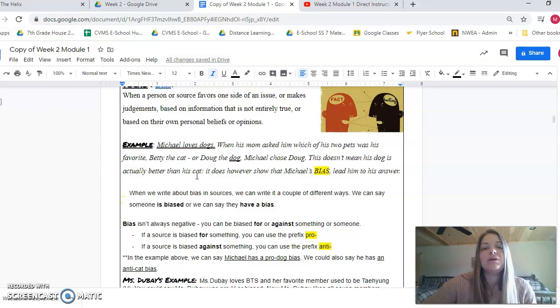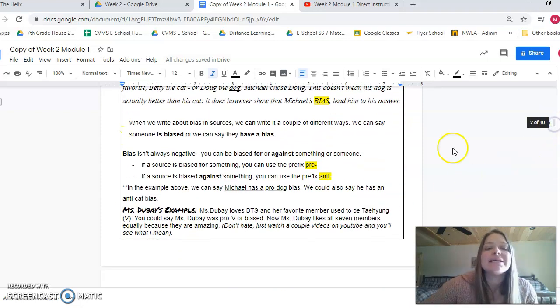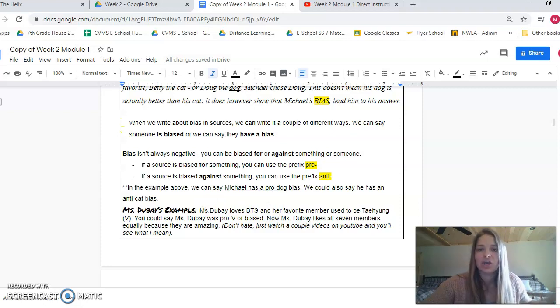Okay? When we write about bias in sources, we can write it in a couple different ways. We can say someone is biased, or we can say that they have a bias. All right? Bias isn't always negative. You can be biased for or against something or someone. If a source is biased for something, you can use the prefix pro. If a source is biased against something, you can use the prefix anti. In that example above, we can say Michael has a pro-dog bias. We could also say he has an anti-cat bias. All right.